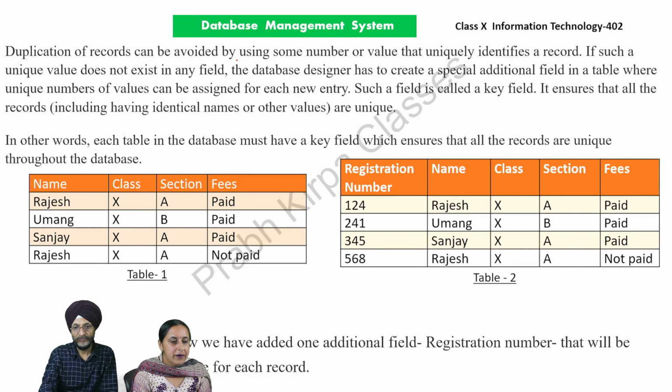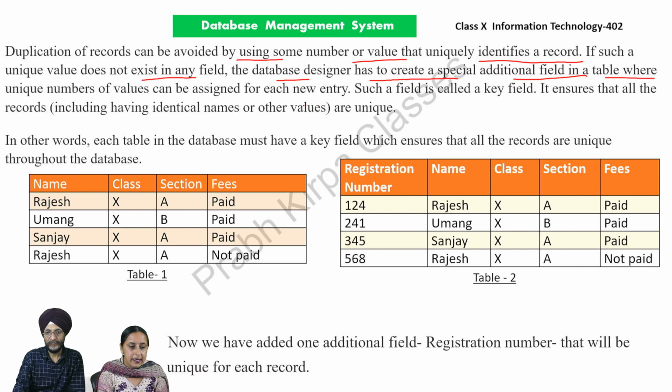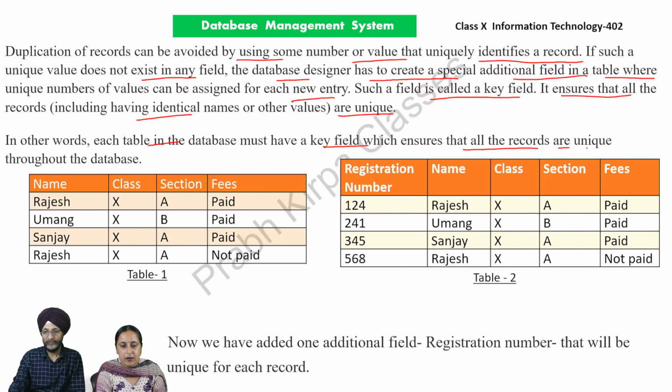Duplication of records can be avoided by using some number or value that uniquely identifies a record. If such a unique value does not exist in any field, the database designer has to create a special additional field in a table where a unique value can be assigned for each new entry. Such a field is called a key field. It ensures that all the records, including those having identical names or other values, are unique. In other words, each table in the database must have a key field which ensures that all the records are unique throughout the database.